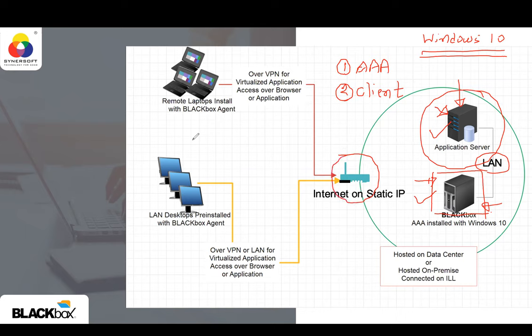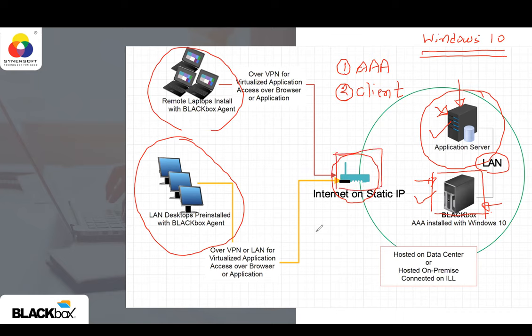Now, what will happen? These desktops could be your work from home users' desktops or your branch office desktops. And this could be your user's laptop, BYOD laptops, or company given laptop. They will connect to this particular router, which is necessarily a VPN router. In case you have taken the black box, it has a VPN router, so VPN is inbuilt in that. In case you don't have it, just invest in a 10,000 rupees VPN router. Configure your static IP on this, and then these people will connect to this particular router over VPN.